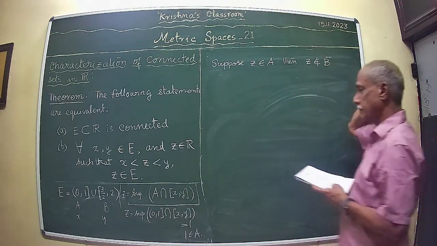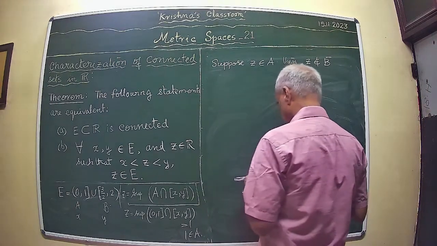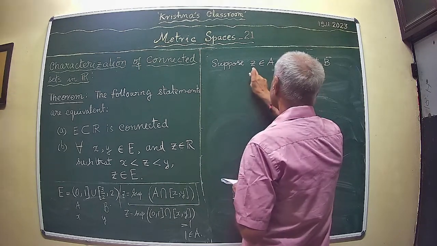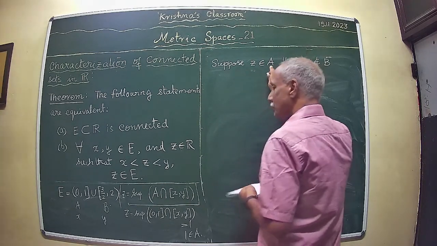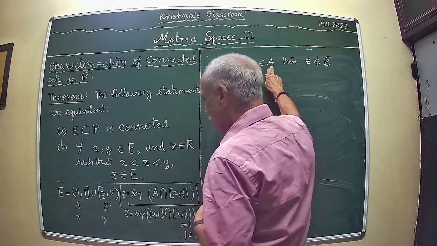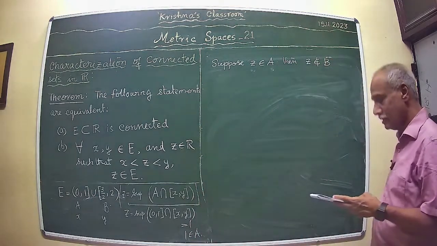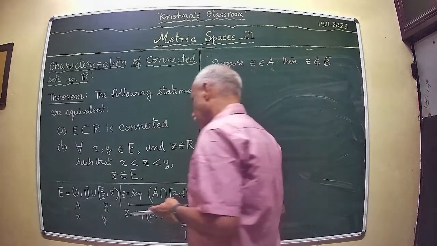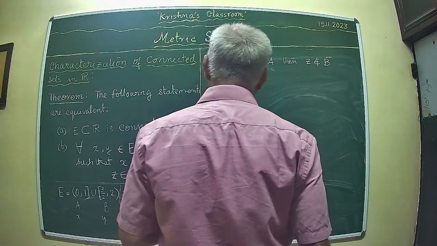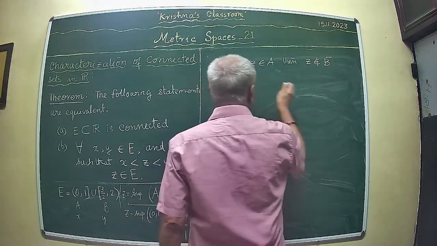B closure, because A and B are separated. Okay. Right. Now what about this Z? Z belongs to A means actually it is the case where Z belongs to A closure. Okay, right? And A closure equal to A. See, this is the situation that we have considered there.